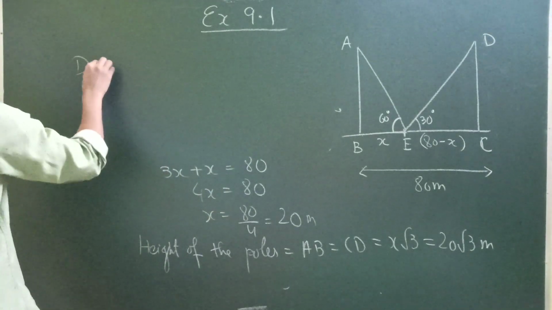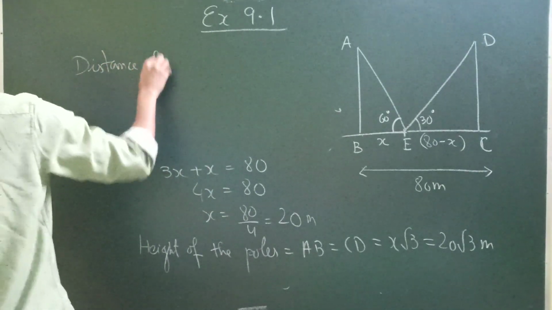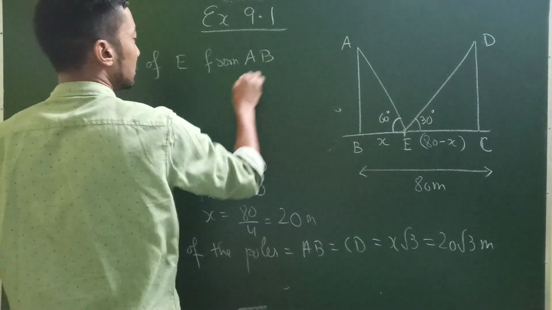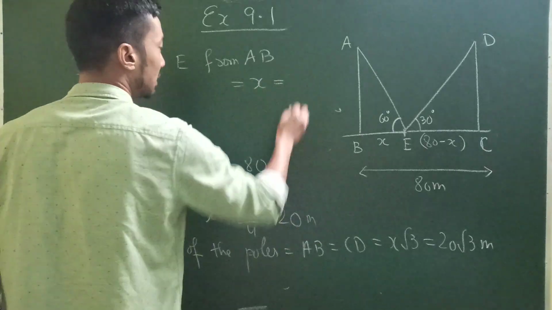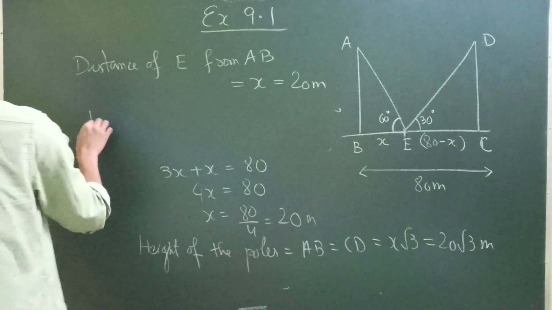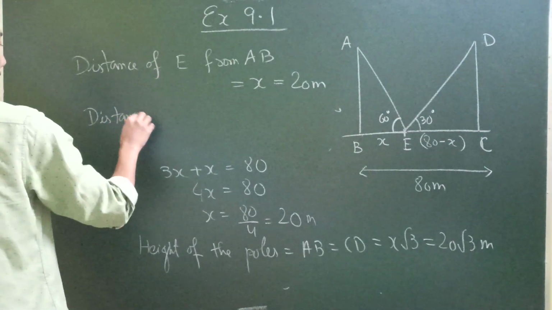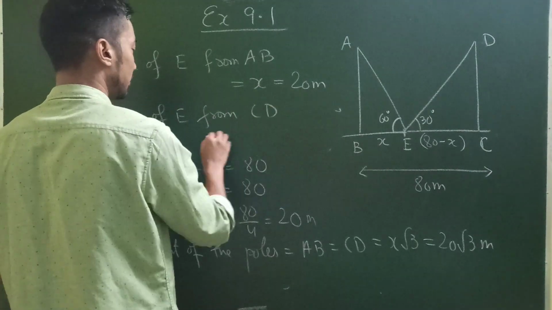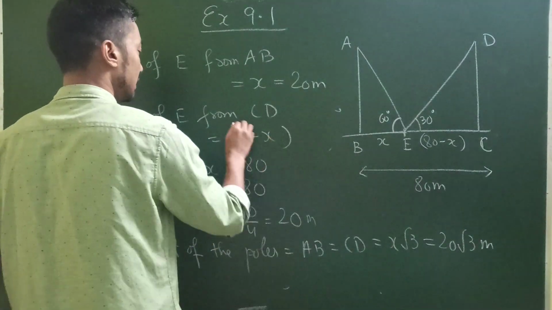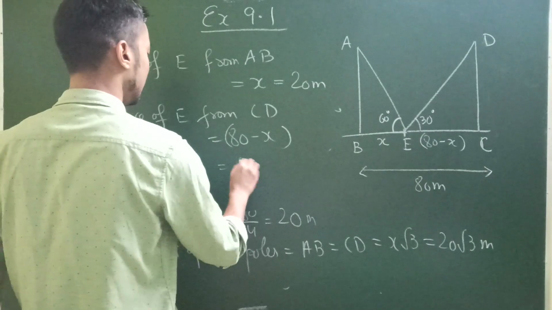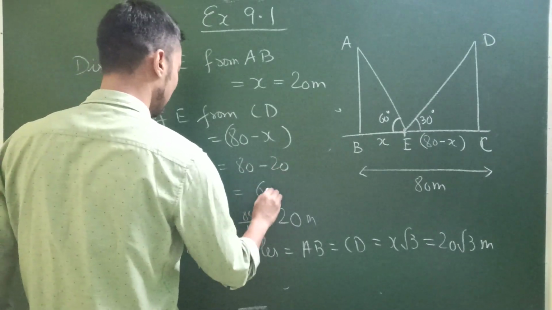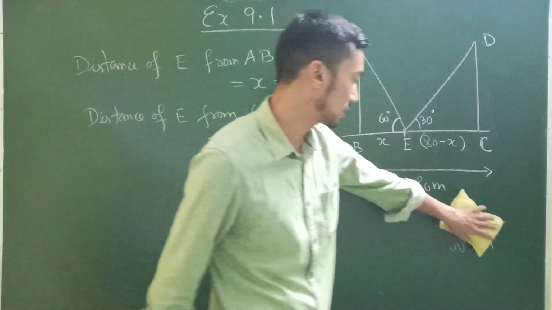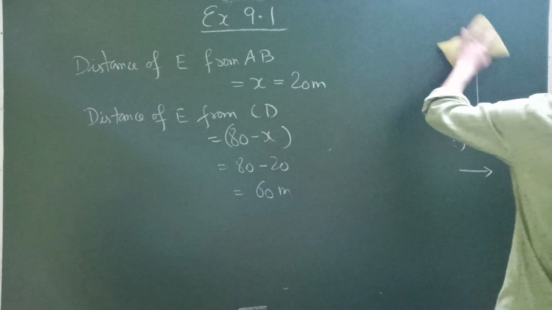So the distance of the point E from AB was x, which is equal to how much? 20 meters. And the distance of E from the other pole CD, that was supposed to be what? 80 minus x. So that's 80 minus 20. So that is how much? 60 meters. Okay, so that's the solution to question number 10.